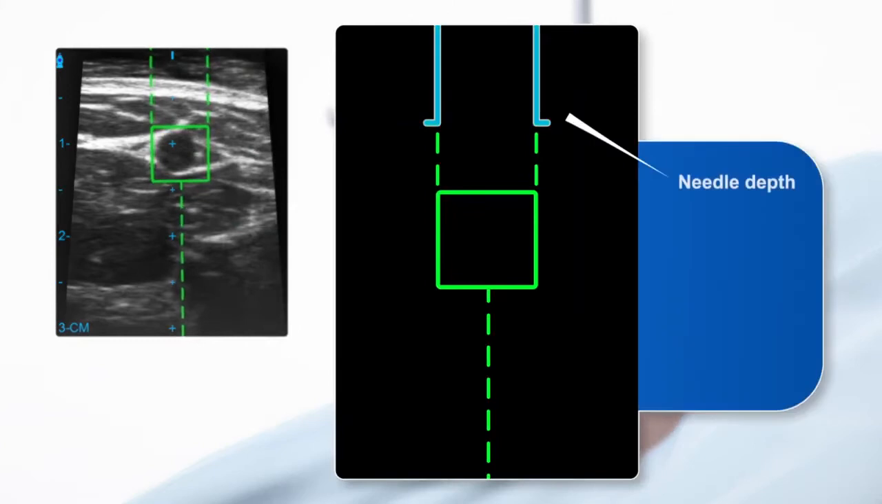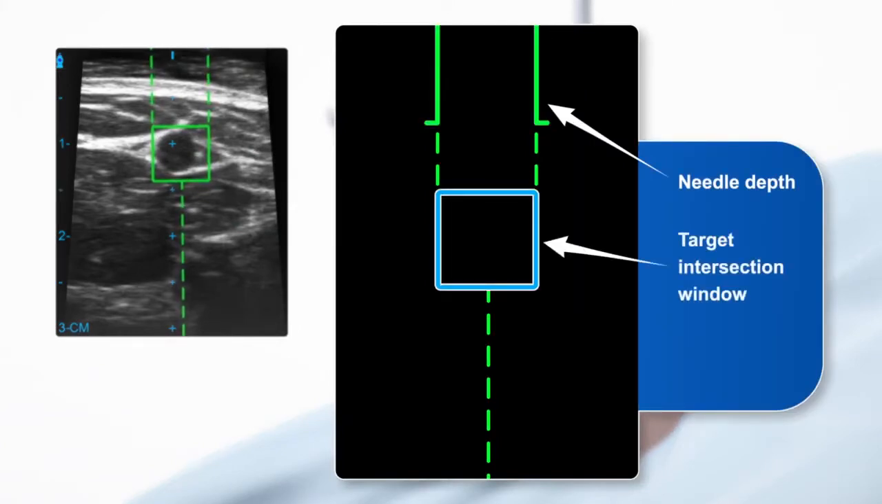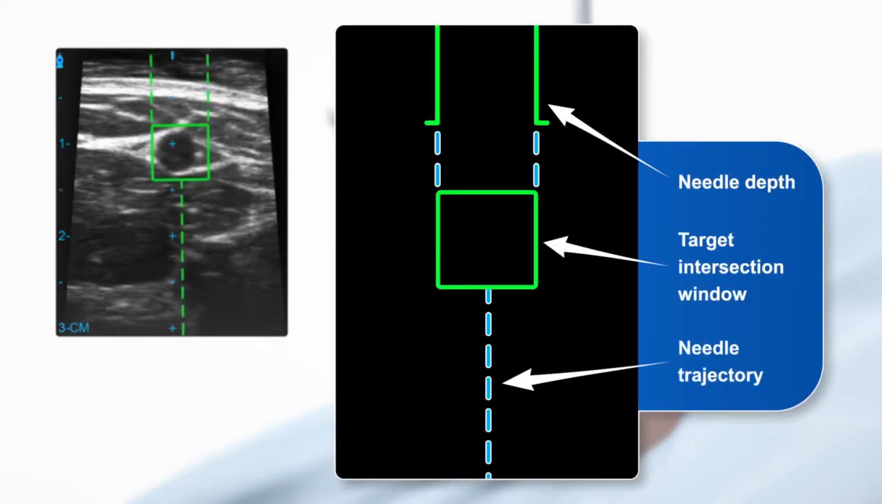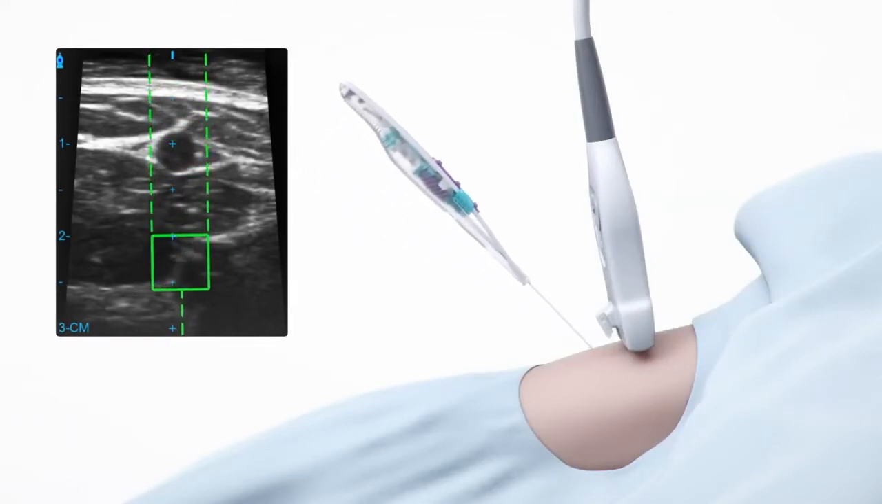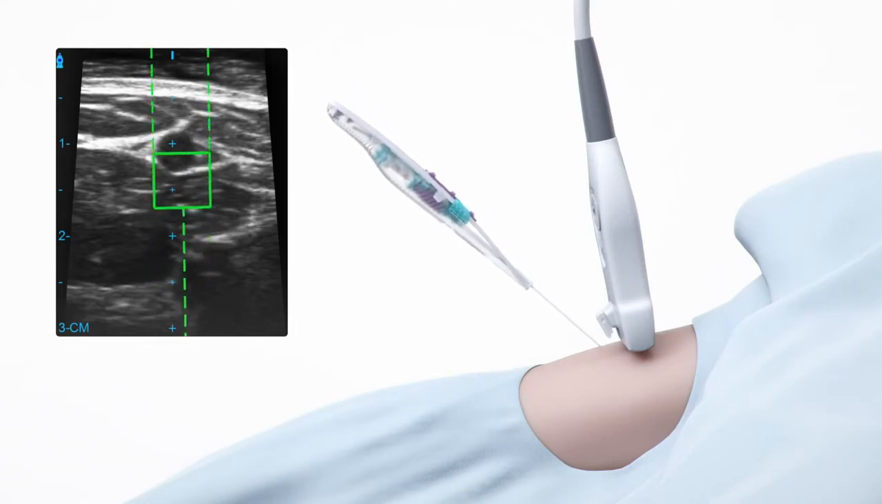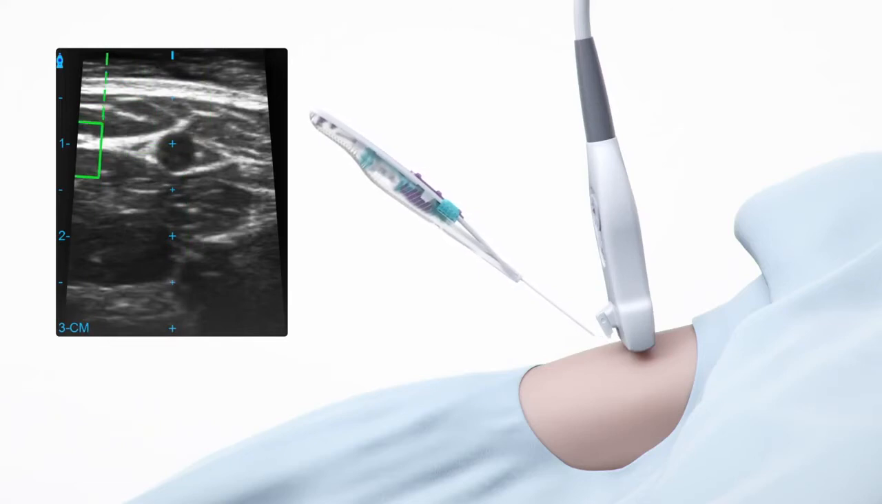You should see guides for your needle depth, the target intersection window, and the needle trajectory. As you can see, the location of the intersection window, the area on the ultrasound image that the needle is targeted at, changes as you move the angle of the needle up and down or adjust the distance between the needle and probe. When the needle is visible beneath the probe, it will pass through the intersection window.